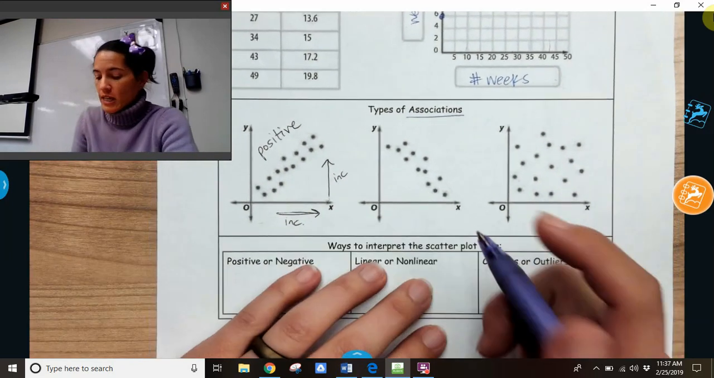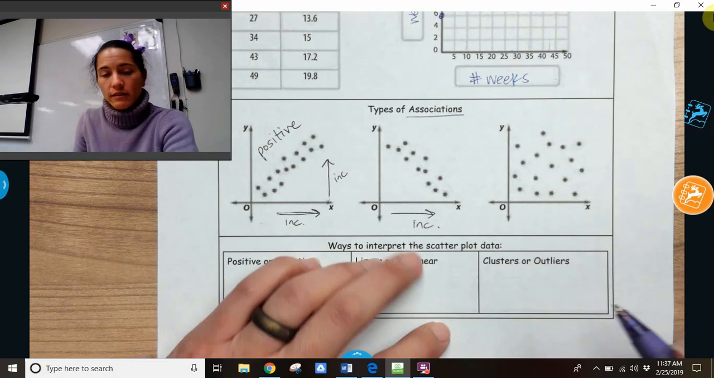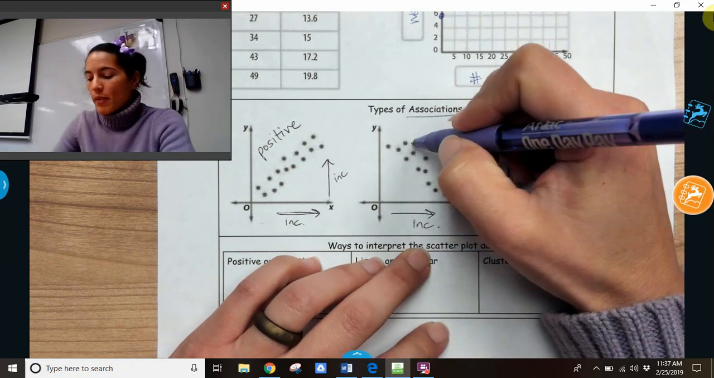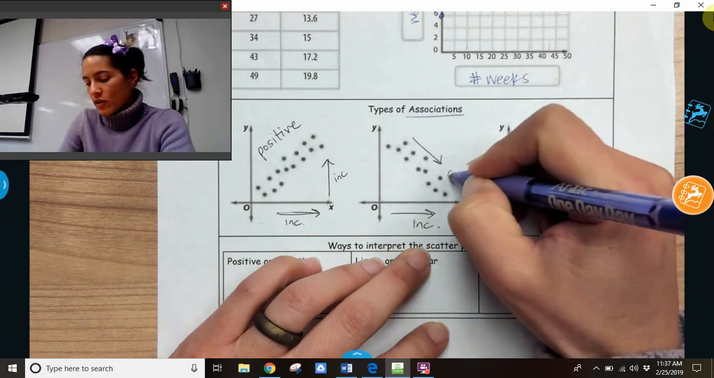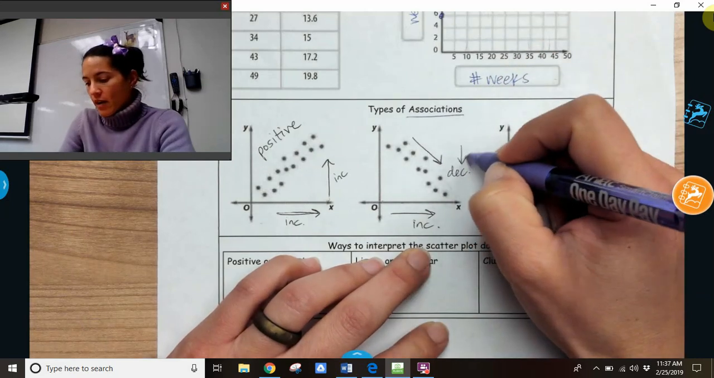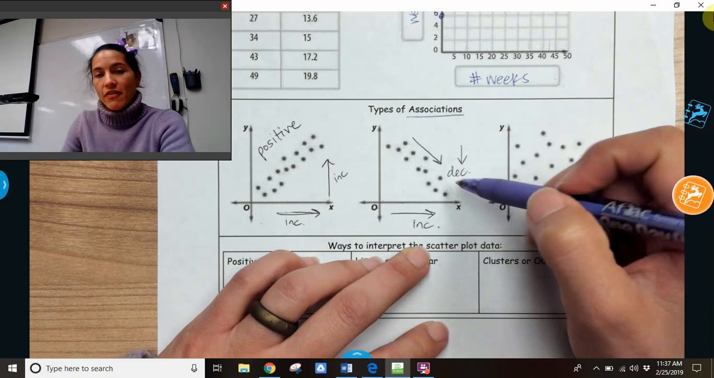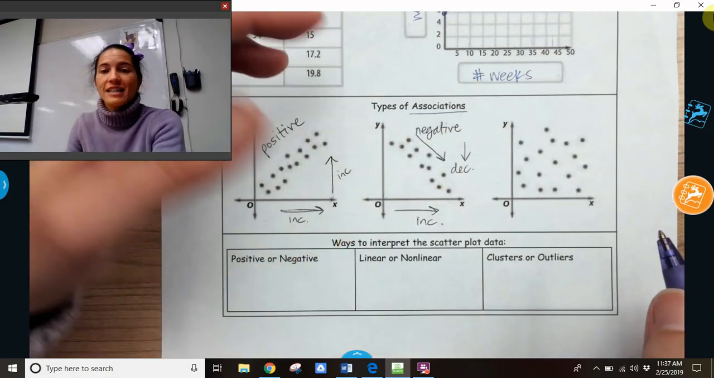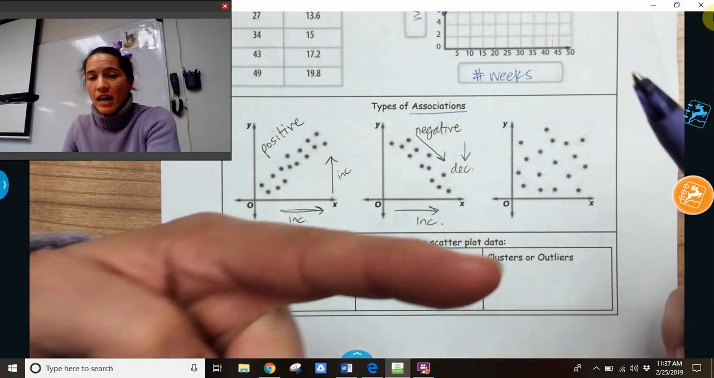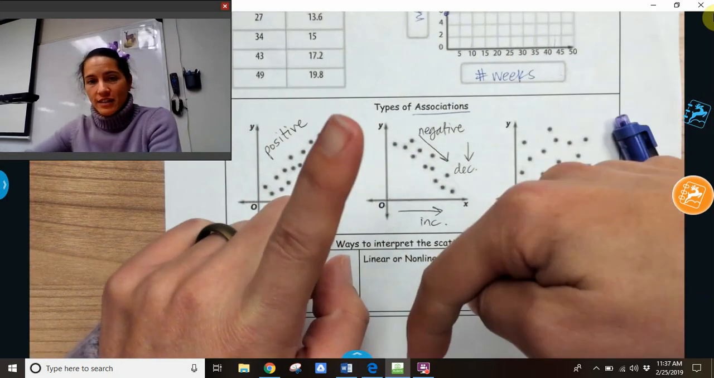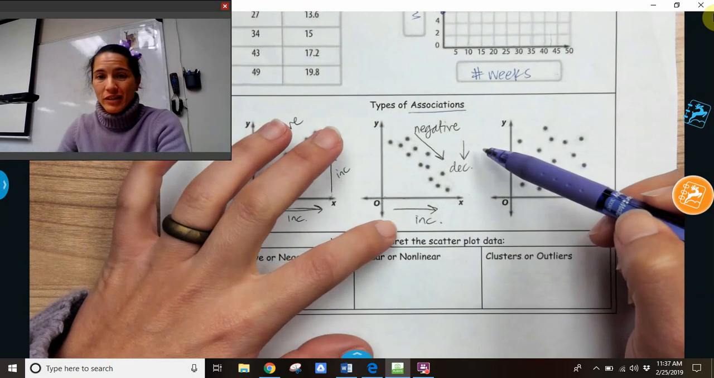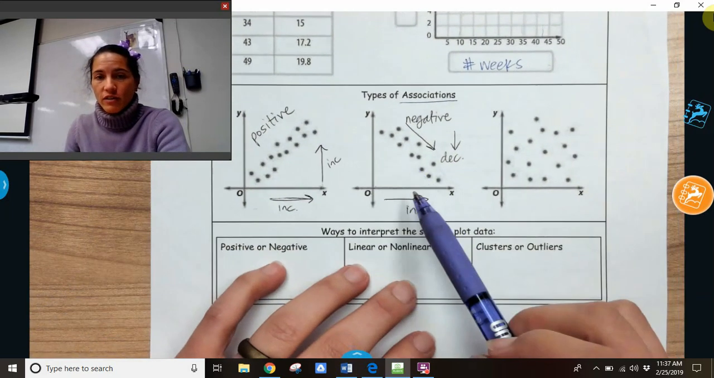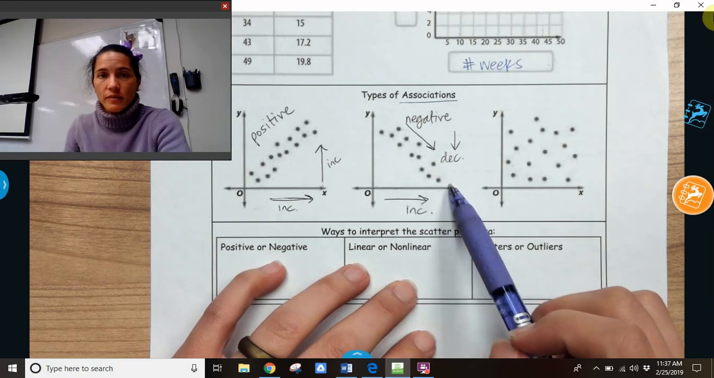And in this middle one, you can see the x values are increasing because, again, you're starting at 0 and we're going this way in the x. But the y values are decreasing, and this creates a negative association. This data has a negative association because one is going up, one is going down, and that's like a negative number. If you have one positive, one negative, it would be a negative. So both increasing would be a positive correlation. If one is increasing and one is decreasing, that would be a negative correlation.